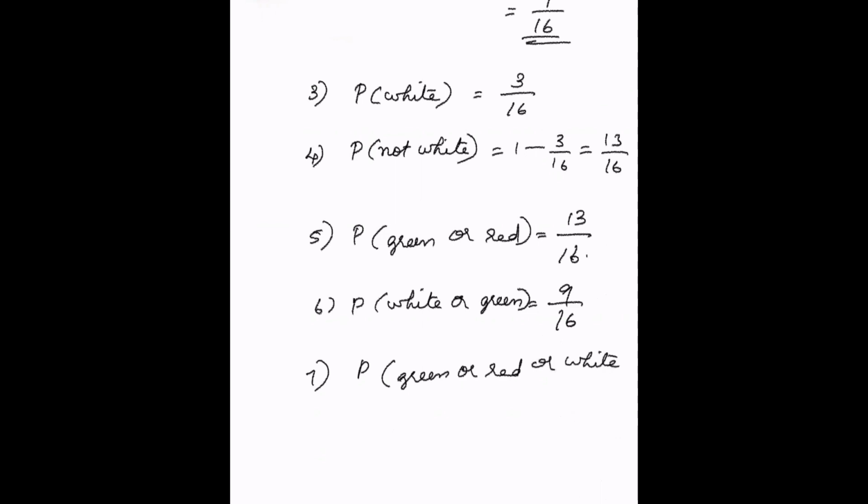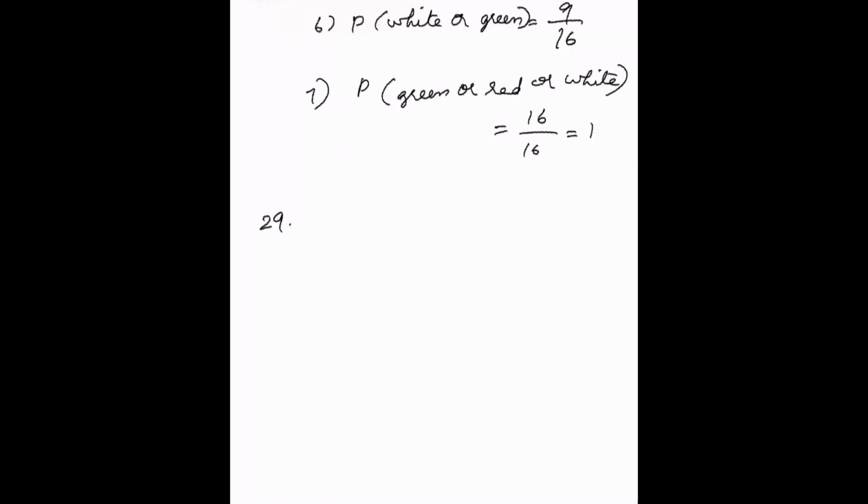Now, seventh one is probability of green or red or white. That's a sure event, right? 16 by 16. That's a sure event, which is 1. One of these will definitely come, green, red, or white.